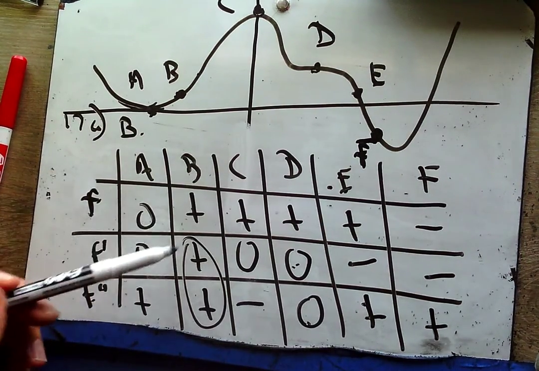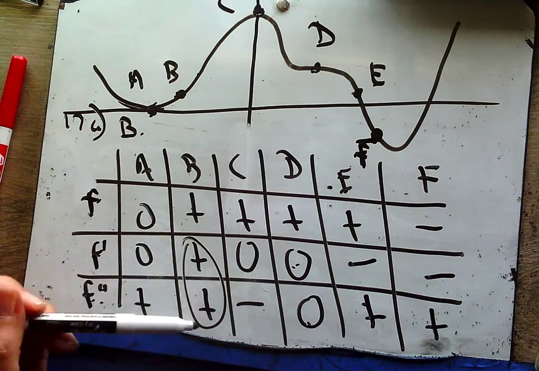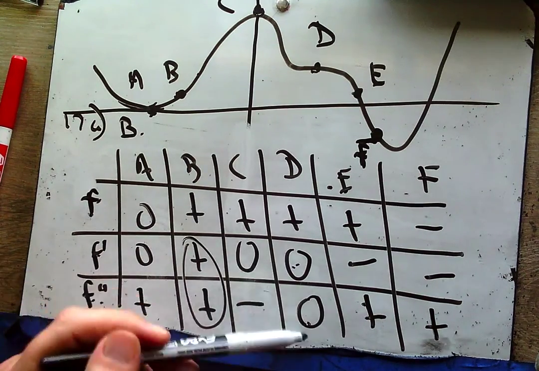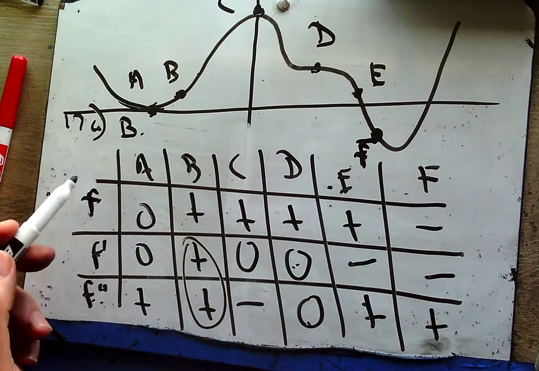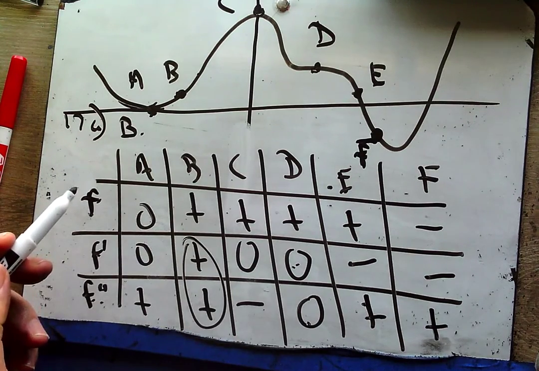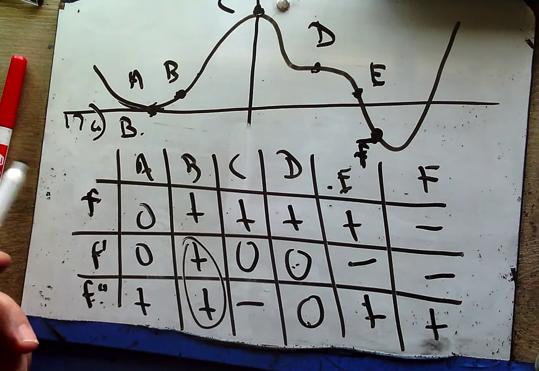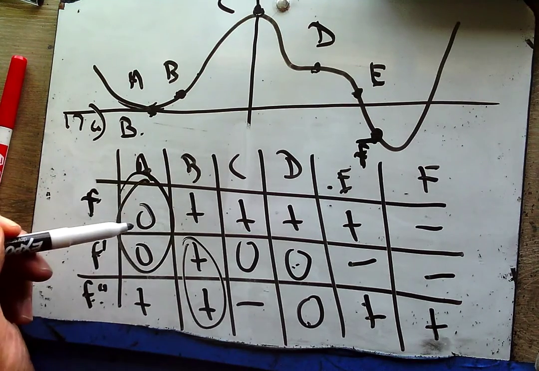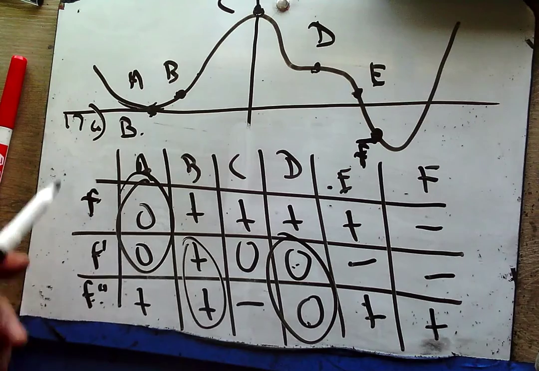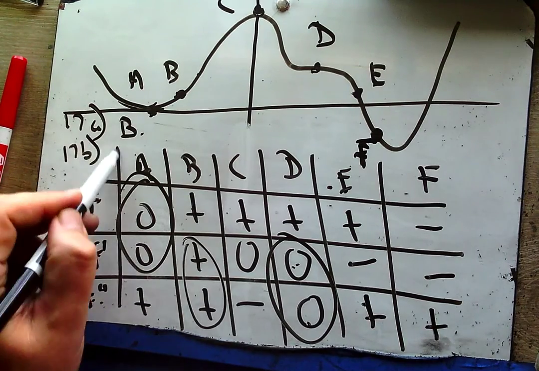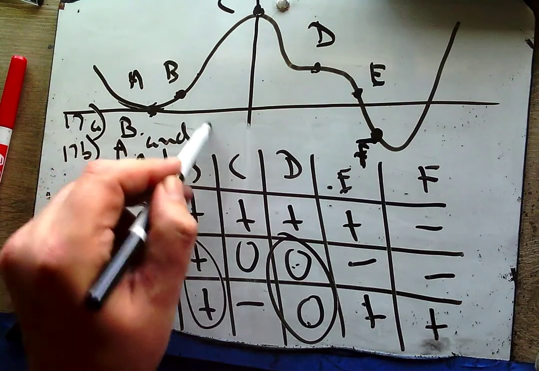Point B is a place where F prime and F double prime have the same sign and are not both 0. What about 17B? At least 2 of F prime and F double prime equal 0. Well, that happens here, and that happens here. So 17B, I'm going to have A and D.